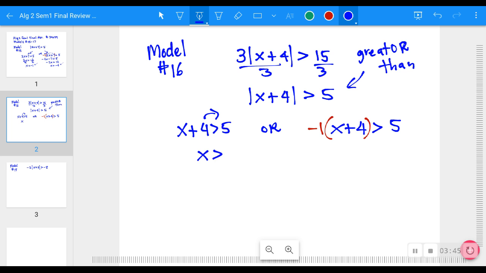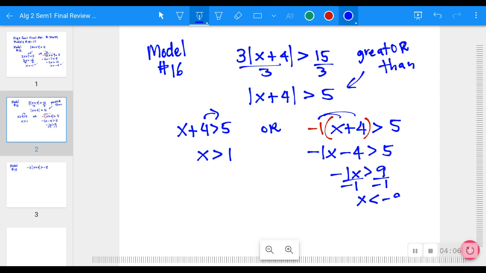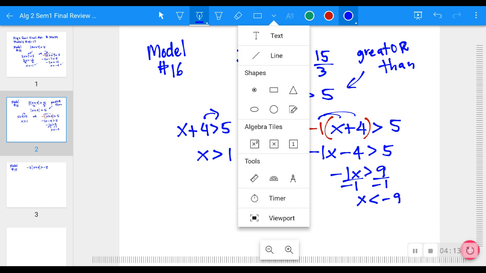We know by subtracting 4 from both sides that x has to be greater than 1, or this will be a little more complicated. Add 4 to both sides and divide by -1, which tells us that x is less than -9. You'll notice I hope that I switched the direction of the inequality.